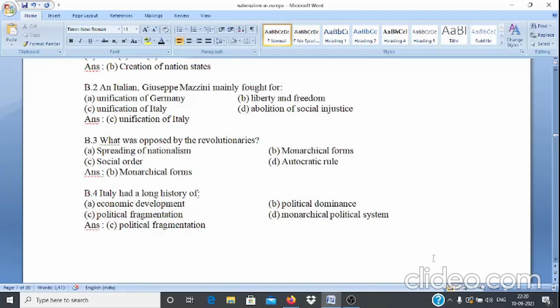Question number 4. Italy had a long history of, options are A. Economic development, B. Political dominance, C. Political fragmentation, D. Monarchical political system. And the answer is option C, that is political fragmentation.